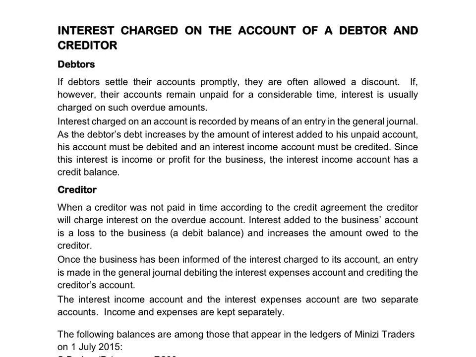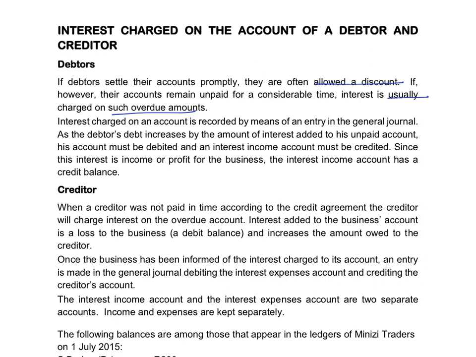We will pay attention to interest today that's charged on the account of a debtor, or when a creditor charges the account of the business with interest. If debtors settle their accounts promptly, they are often allowed discount. If they don't settle their accounts in a considerable time, interest is usually charged on this overdue amount.